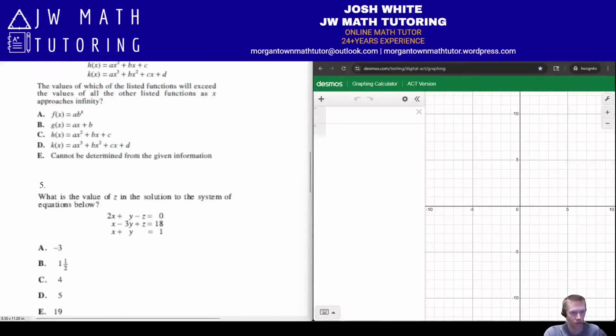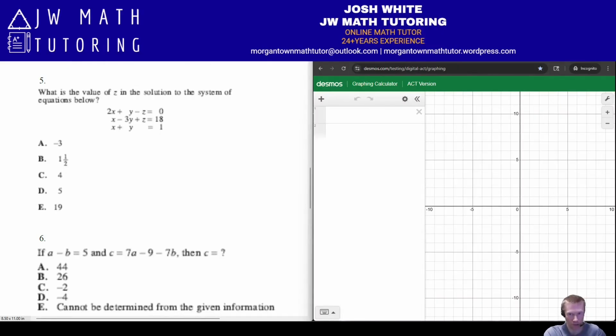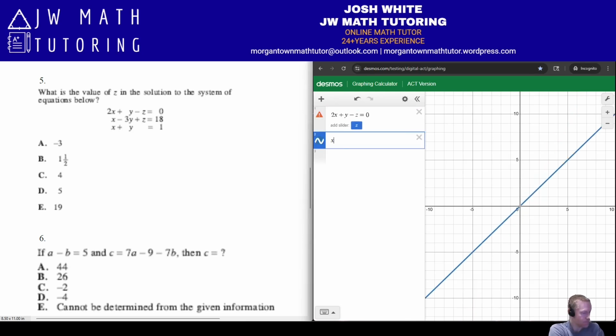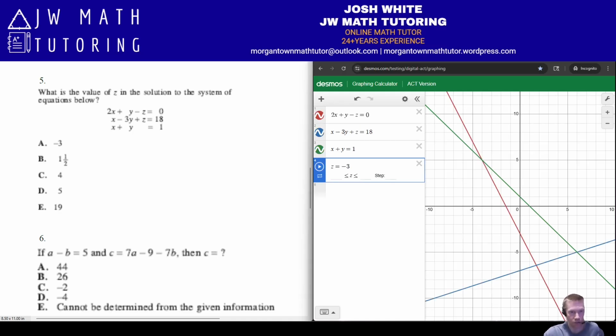Next up, question number 5. Here you have a system of equations with 3 variables, x, y, and z. Now, as it's written, you cannot graph this because we only have an xy coordinate plane here. However, what you can do for a problem like this is type in each equation, then type in the answer choices. So for example, say z equals -3. And the value of z, which is a solution, will make all 3 of these intersect at the same point.